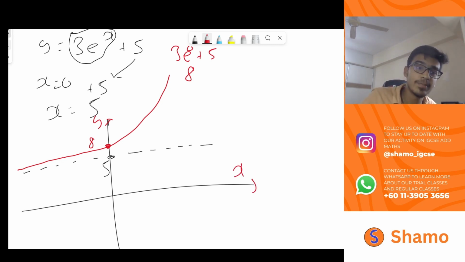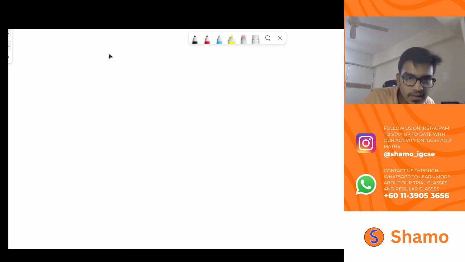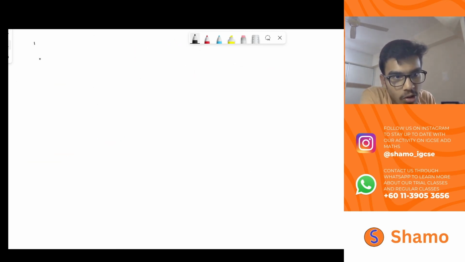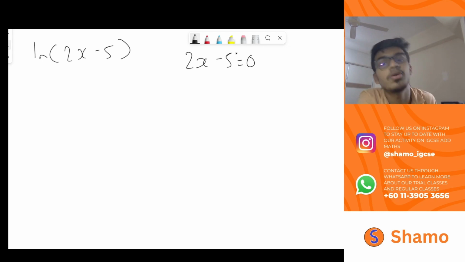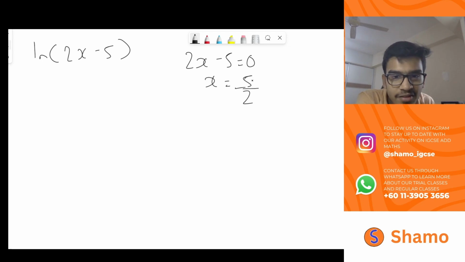Suppose for logarithms, you have ln of 2x minus 5. We know that 2x minus 5 cannot be 0, it cannot be negative, because the argument should always be positive. So let's actually make it equal to 0 to see what value it cannot be. So it cannot be 5 over 2. And if at 5 over 2 it's 0, it means below 5 over 2 it's definitely less than 0, right? So that means x has to be greater than 5 over 2.